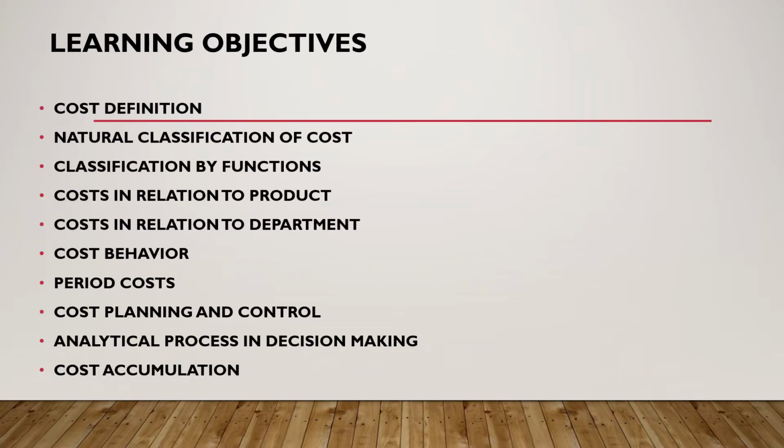Listed here are the topics to be discussed: cost definition, natural classification of cost, classification by functions, cost in relation to product, cost in relation to department, cost behavior, period cost, cost planning and control, analytical process in decision making, and cost accumulation.